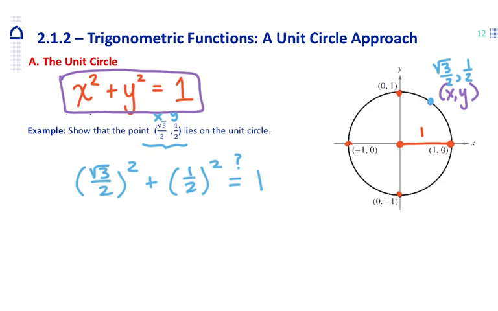Square root of 3 over 2 squared. Square root of 3 times square root of 3 is 3. 2 squared is 4. And 1/2 squared is 1/4. And the question is, when you add those up, do they equal 1? Well, in fact, yes. So this point does lie on the unit circle.